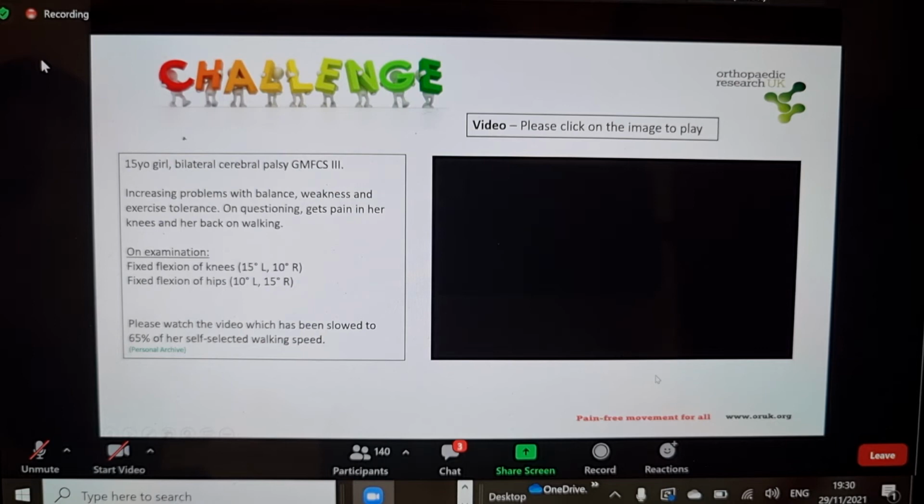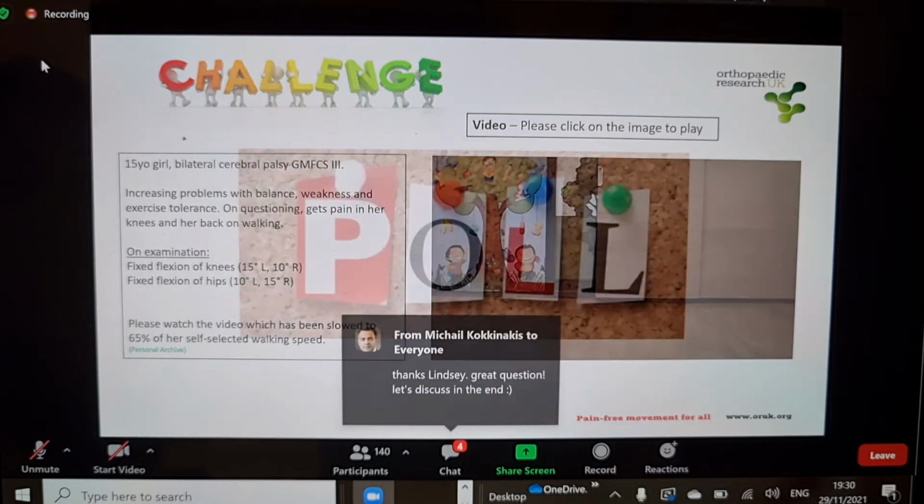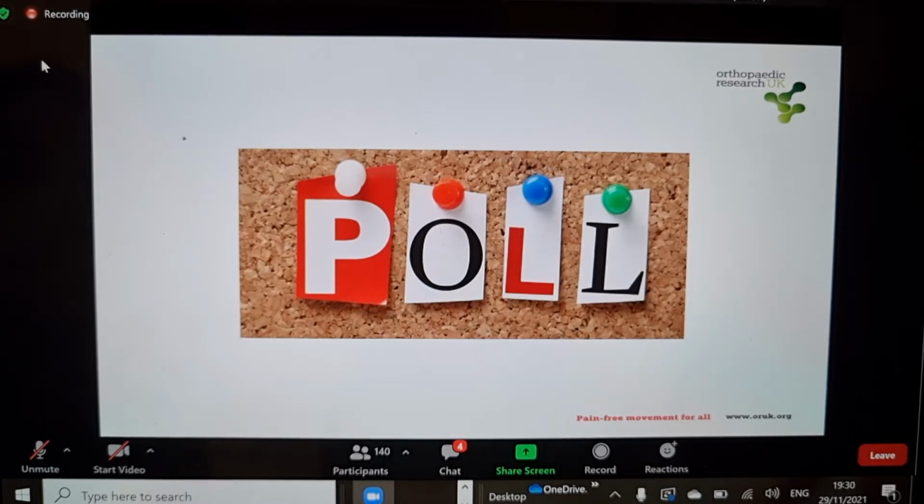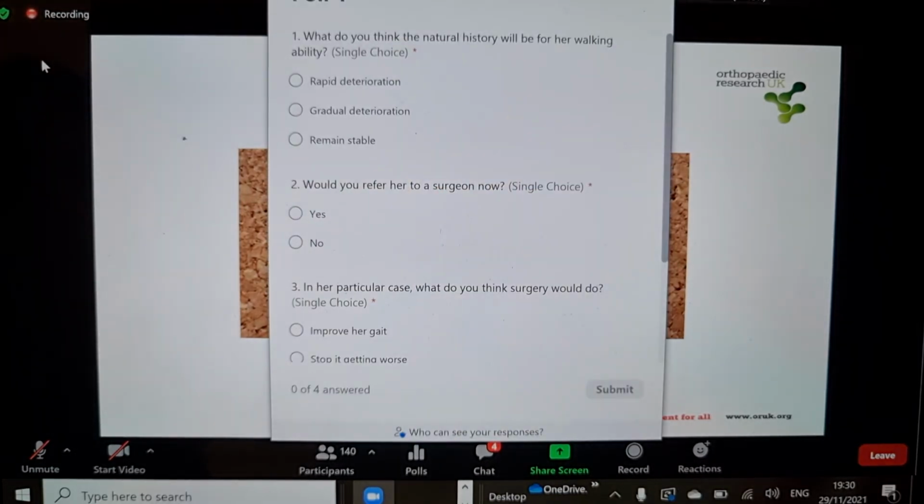So, I have some questions for you. Imogen and Ruth, can we share the poll, please? Thanks very much. So if you can give me your answers to these questions about this particular case, because I'm really curious to see what you make of it. And then we'll go through some more evidence and see if your answers tie up with what the published evidence is. And hopefully we'll get some chance to discuss it at the end.